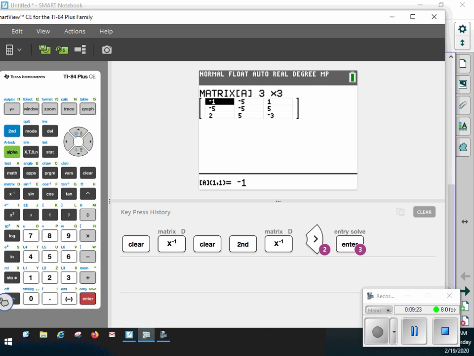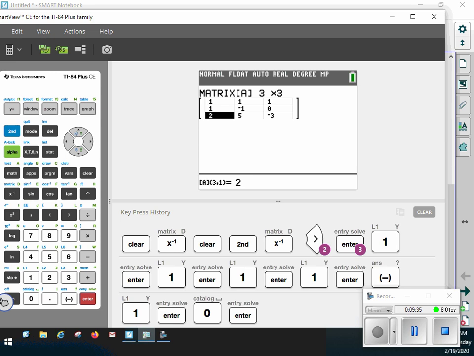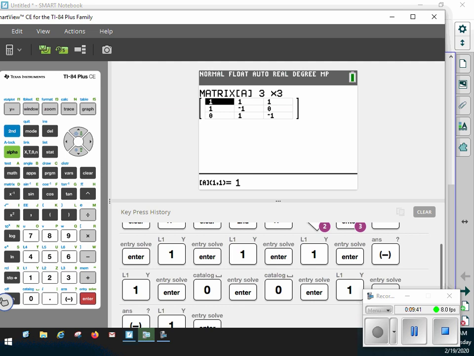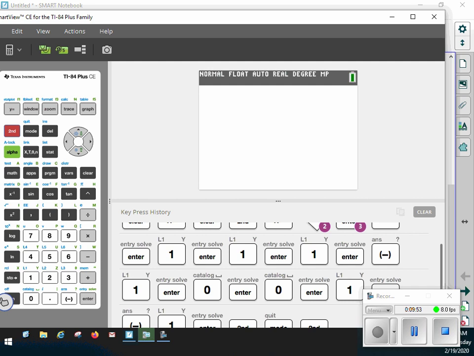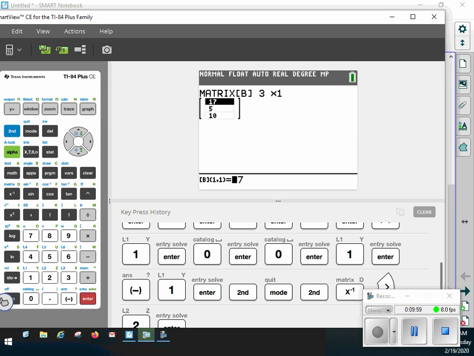All right, so matrix A is 1, 1, 1, negative 1, 0, 0, 1, negative 1. Please, please, after you type in matrix A, make sure you type the darn thing in right, okay? Then I'm going to quit, and I'm going to go back in, and I'm going to edit matrix B, which is a 3 by 1, 59, 11, and 3.